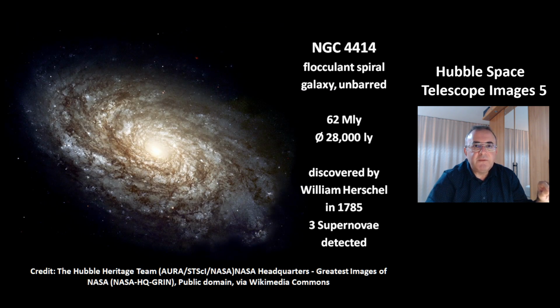This is NGC 4414. It's a flocculent spiral galaxy without a bar. At a distance of 62 million light years, its diameter is 28,000 light years, so it has about 1/3 of the size of the Milky Way. This galaxy was discovered by William Herschel in 1785, and there were 3 supernovas that were detected in this galaxy.